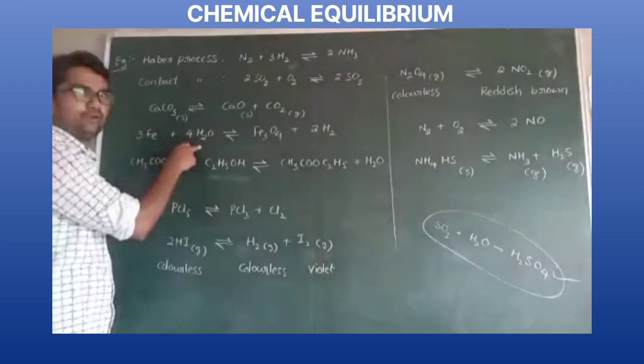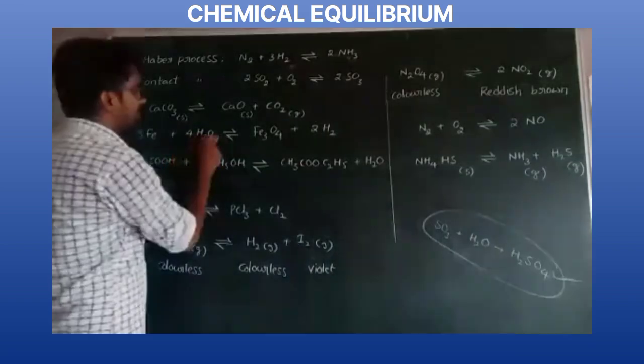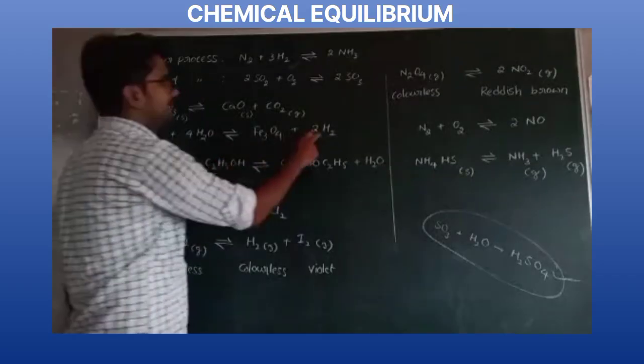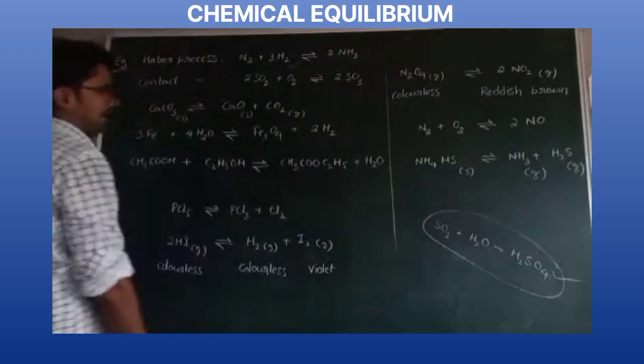Next, when iron reacts with steam, this water means steam, it is converted to Fe3O4. Corrode means rusting, and gives hydrogen gas.